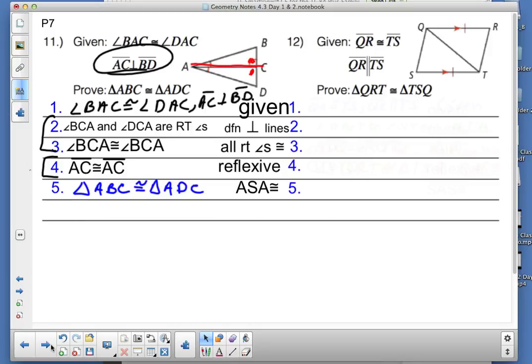Check it out. You guys write this one. You guys write this one. See what's up.